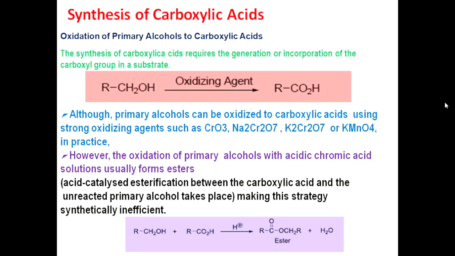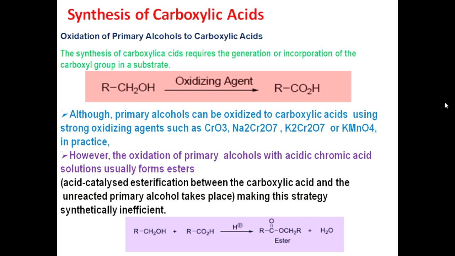Usually carboxylic acids are synthesized via various chemical methods. Among the first and important methods is the oxidation of primary alcohols to carboxylic acids. The synthesis of carboxylic acids requires the incorporation of the carboxylic group in the substrate, so introduction of the carboxylic acid group is very important. When alcohols undergo oxidation with an oxidizing agent, they will convert into carboxylic acids.